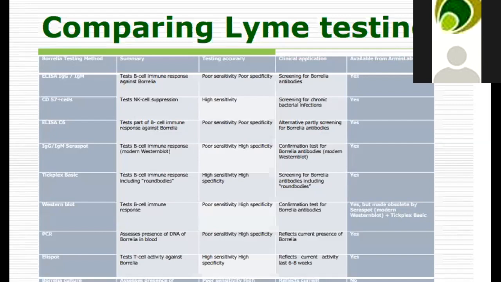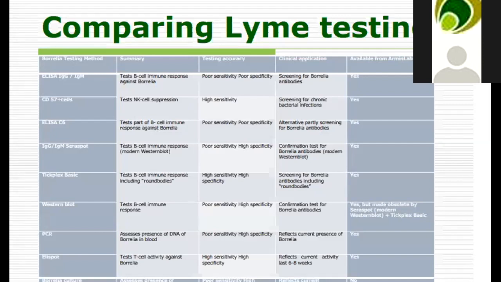I do a lot of C6 ELISAs, and it's like rolling the dice with it. It's not so interesting. The Seraspot, I did a trial some years ago with microarray, but the Seraspot has the same problem. It's not sensitive enough, but it's highly specific if you find antibodies. These are Borrelia antibodies in 99%, but it's not sensitive enough.